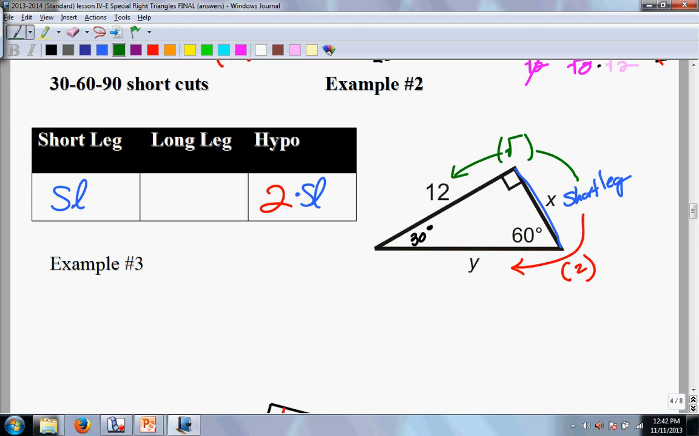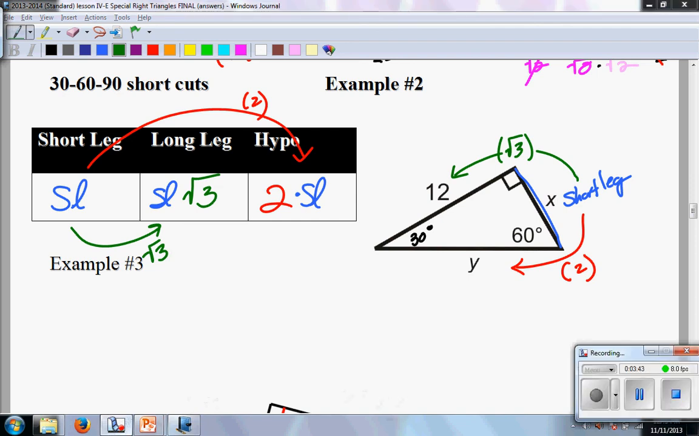To get to the long leg, you're going to be timesing by square root of 3. So the long leg is whatever the short leg is times root 3. So once again, to get to the hypo, we times by 2. To get to the long leg, you times by root 3. I'm going to pause a moment for you to write that down.